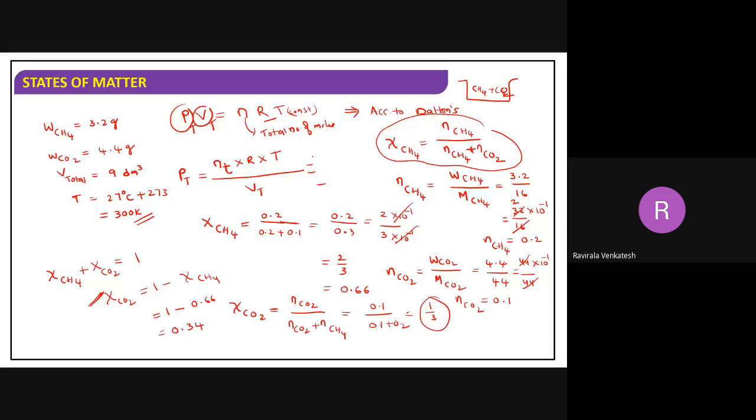Now substitute in this one. How many moles are there? Total number of moles, how many? How many moles of methane are we having? Methane, 0.2.